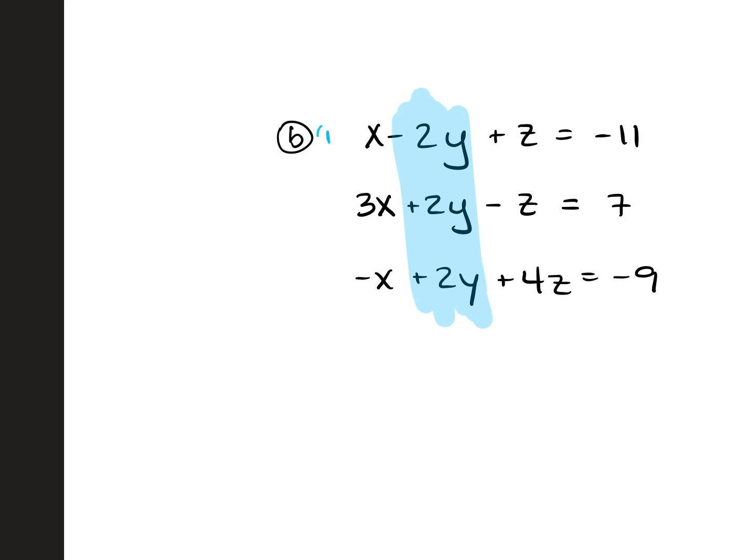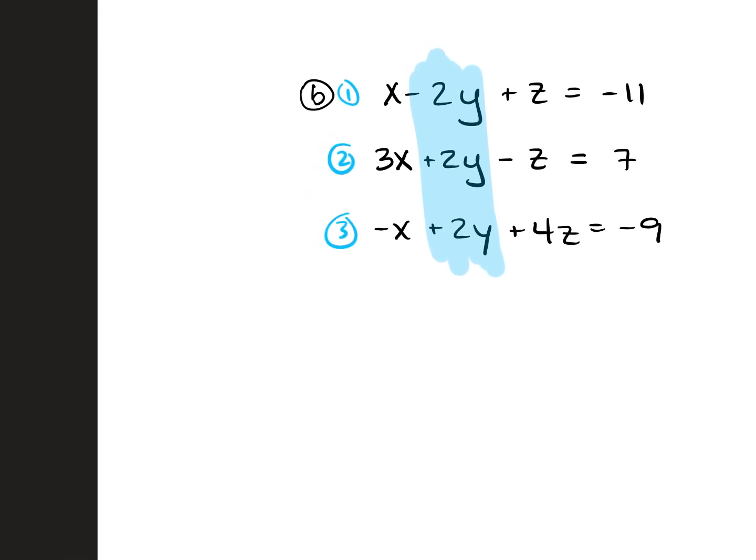So I'm going to label them 1, 2, and 3. Which 2 do I want to combine first? 1 and 3. Perfect. So 1 and 3. It doesn't matter which variable you pick. Some of them will be less work than others, depending on how you start. But you'll end up with the same answer if you do the right steps. So we picked 1 and 3.